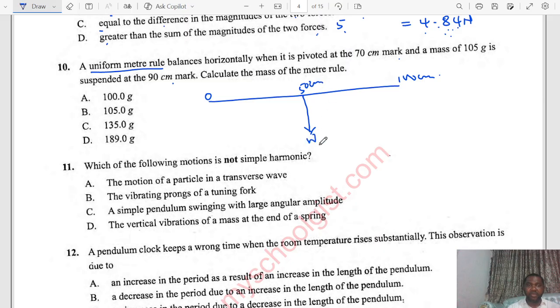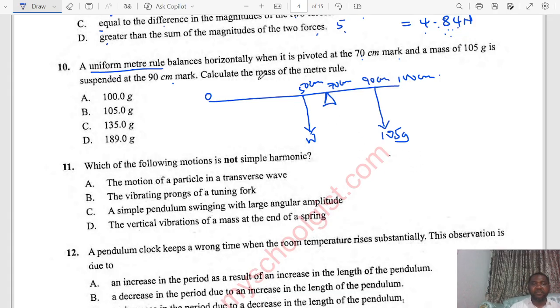That's the weight of the meter rule, at 50 cm, the center between 0 and 100. Now, a mass of 105 grams, okay, it is pivoted at the 70 cm mark. So somewhere around here, which is the 70 cm mark, it is pivoted, right? And a mass of 105 grams is suspended at the 90 cm mark. So 90 is close to 100. I'm going to put it here. You have the 105 grams at the 90 cm mark, right?